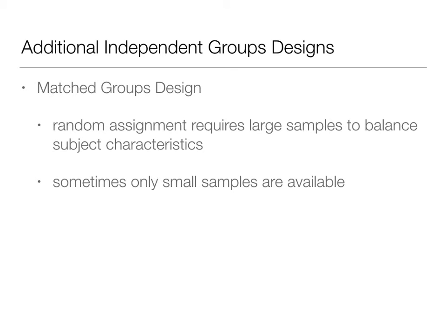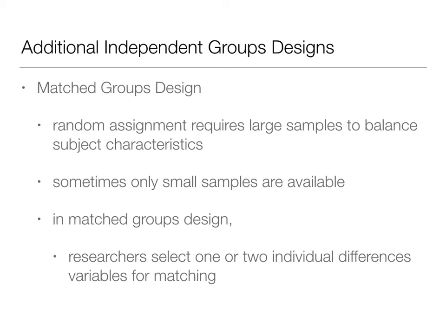And so what we do in a match group design is we select one or two individual differences for matching. So if you're looking at a group of people on the autism spectrum, say high-functioning autistic children, and you want to compare them to a typical control group, you want the people in your typical control group to be as similar to your autistic group as possible, with the only main difference being their diagnosis.